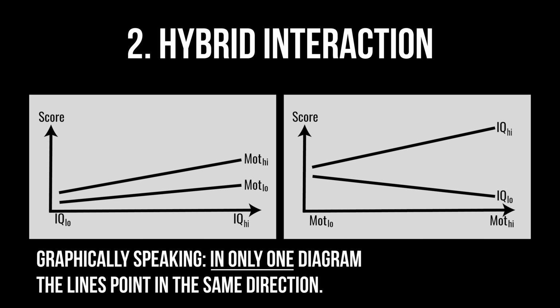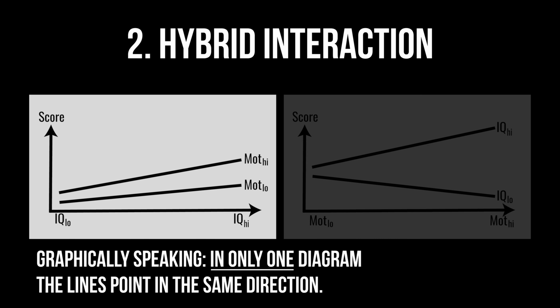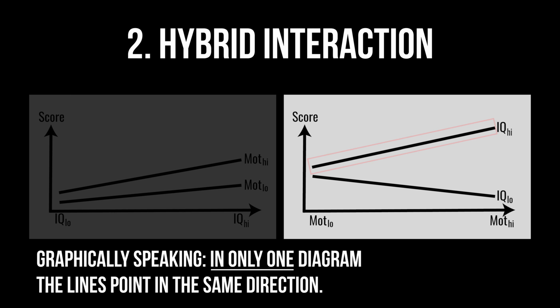The second type of interaction effect is the hybrid interaction. The name already reveals its nature. In only one of the two diagrams, the lines point in the same direction. As previously mentioned, IQ shows a positive effect on the score across all levels of motivation. However, in the second diagram, higher motivation with a high IQ results in a higher score, whereas higher motivation with a low IQ leads to a lower score. Consequently, the global effect of motivation is not interpretable because the relationship with the score varies depending on the IQ.